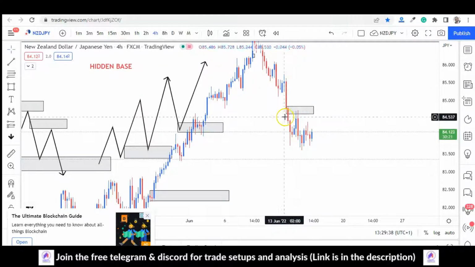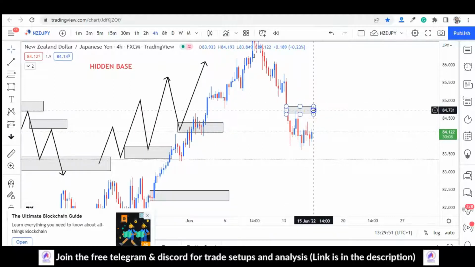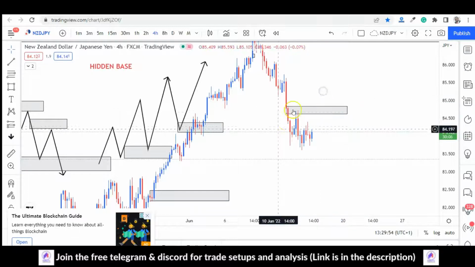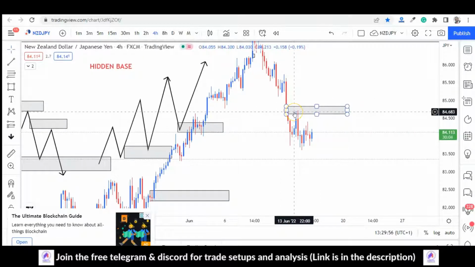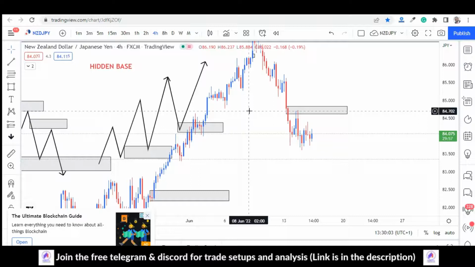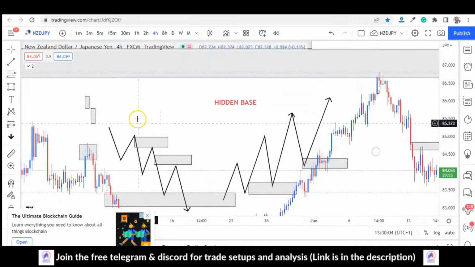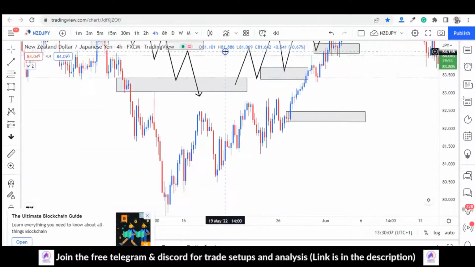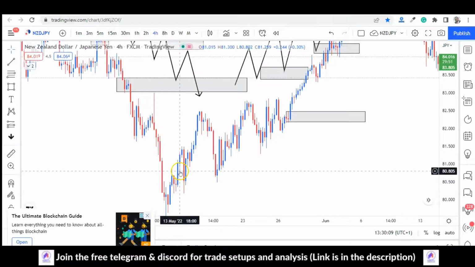Okay, so now a hidden base is simply the wicks of 2 candles, the first and the second wick of the candle. This first candle wick, then this second candle upper wick forms what? A supply zone, and this supply zone is called a hidden base. And how do I use this hidden base? Okay, I will get to that, but let's first explain that of demand. Let's see if we can see a form of hidden base for demand.